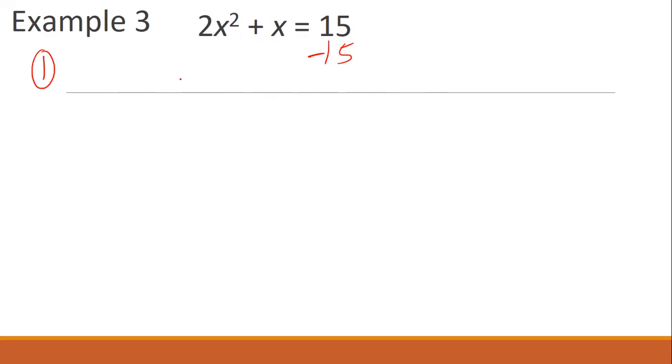So once you subtract 15, you now have 2x squared plus x minus 15 equals 0. Now am I in standard form? Yes. Standard form again means that you have your ax squared plus your bx plus or minus your c equals 0. Am I there? Yes.